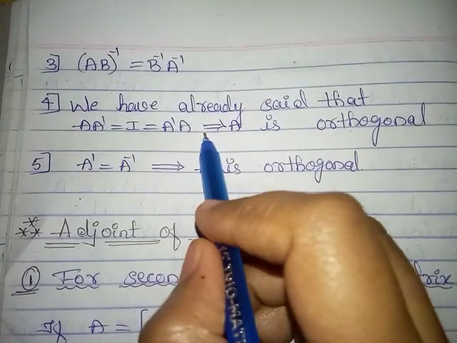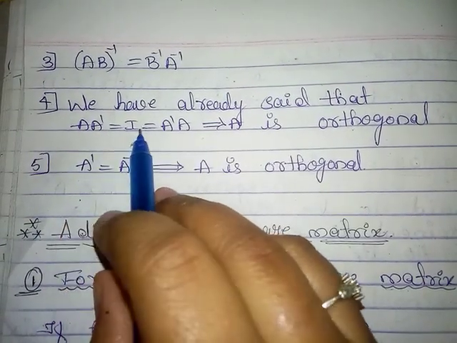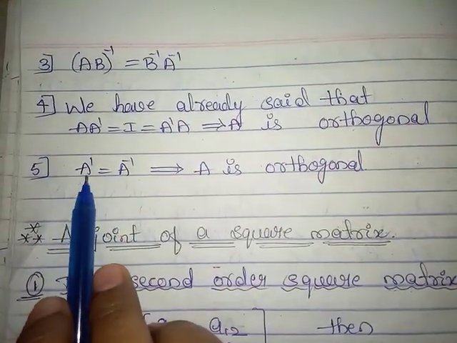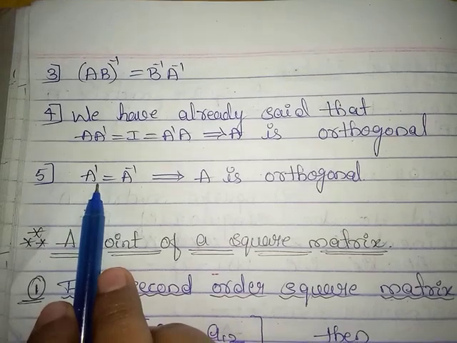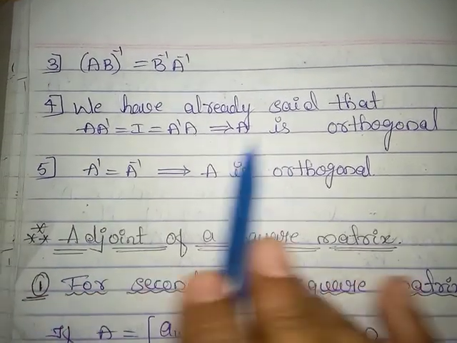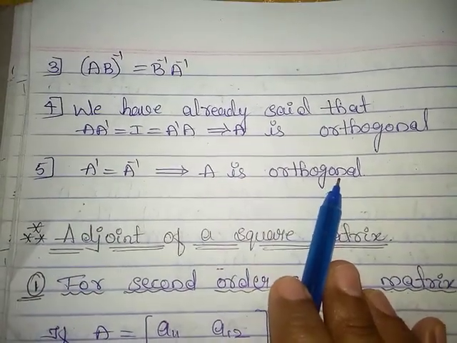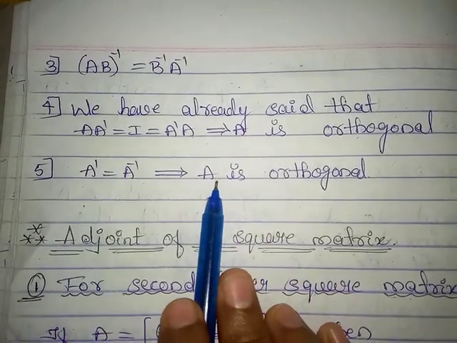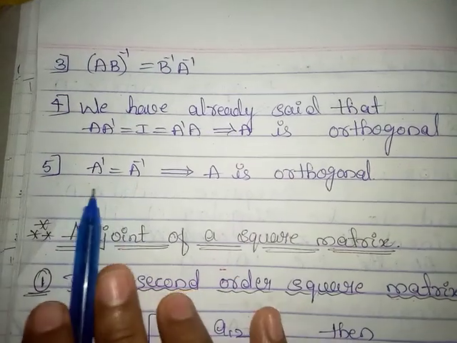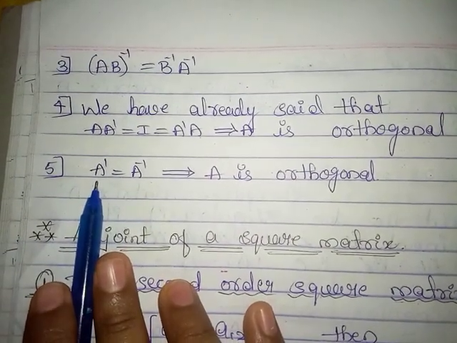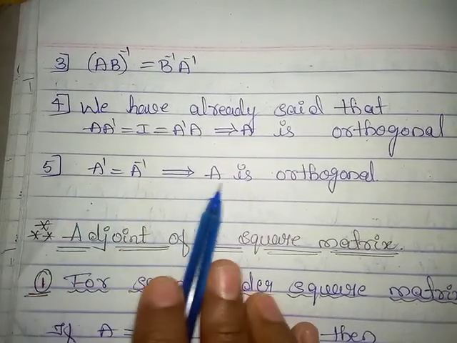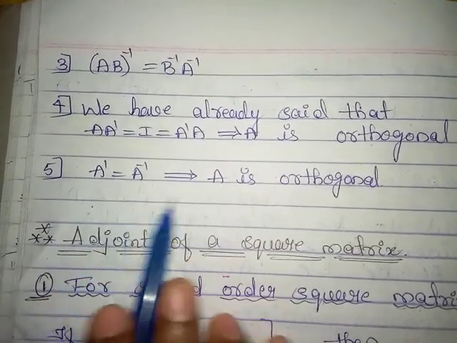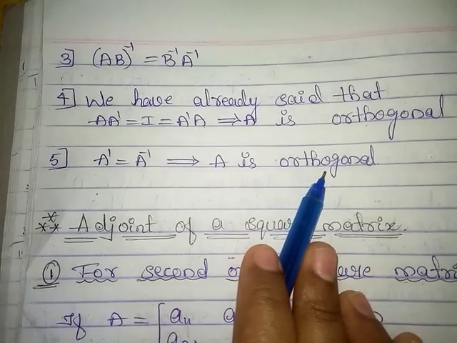This is also one of the results: A dash into A is equal to I. Then A dash is equal to A inverse, and then A is called orthogonal. This is also one of the results which concludes that the matrix A is orthogonal. That is, the transpose of the given matrix A is equal to the inverse of that matrix. Then we call the matrix A orthogonal.